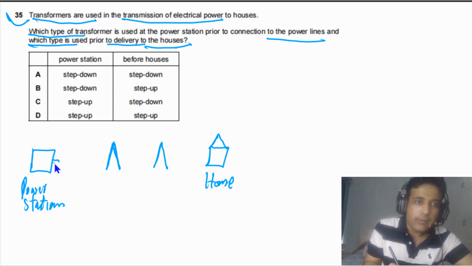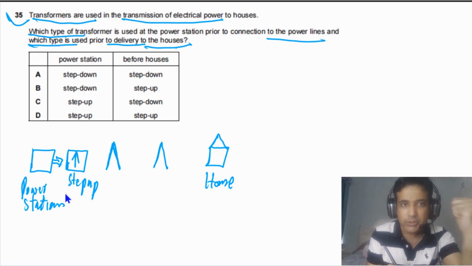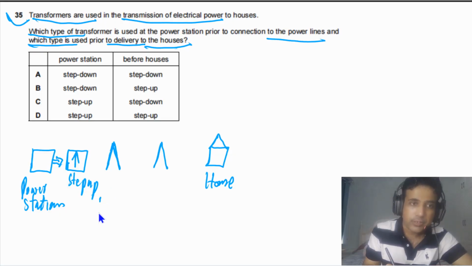After the power station, we have to use a step up transformer. So this is step up. So why do we have to use a step up transformer? Because in this case we can increase the voltage and we can reduce the current. So the energy loss is equal to I squared times R.